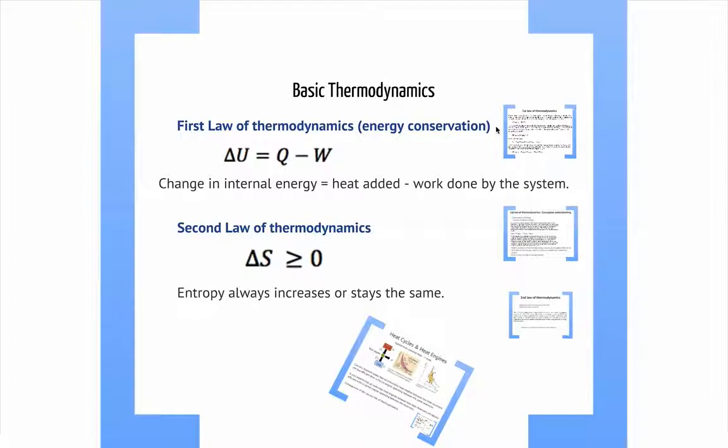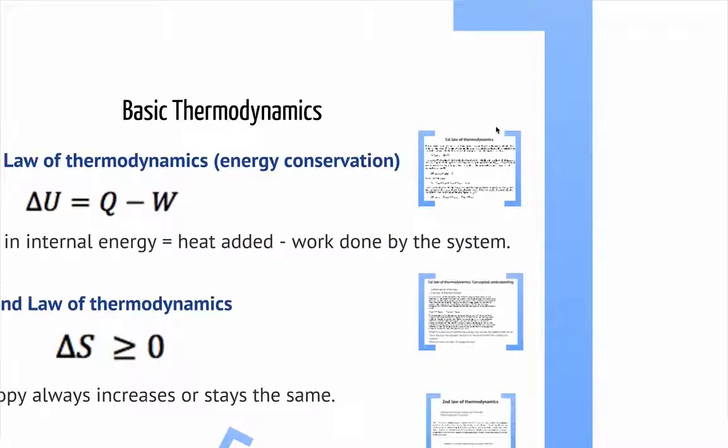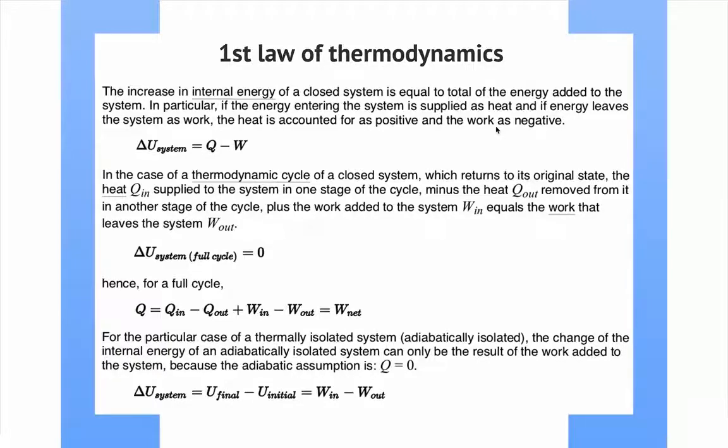Okay, so let's think a little bit more in detail about it. The first law of thermodynamics refers to the increase in the internal energy of a closed system. Closed system is important because it means that the system is not allowing material or matter to go in and out. This increase is equal to the total of the energy added to the system minus the work done by the system. So the net energy added to the system.